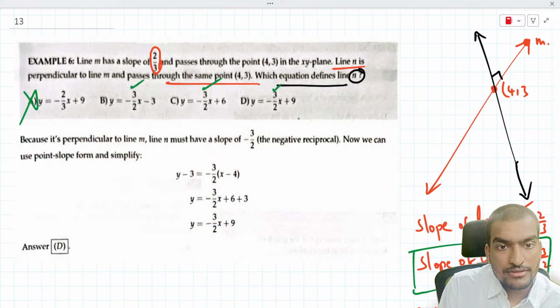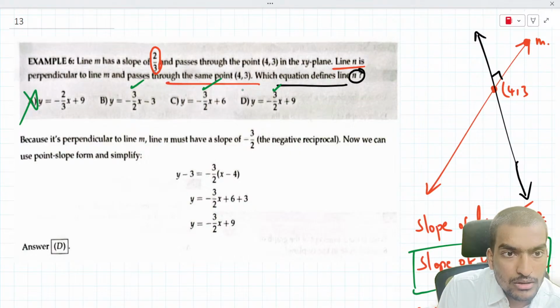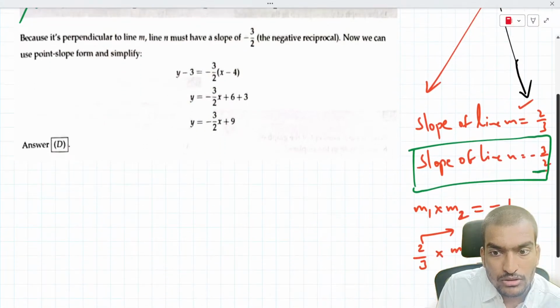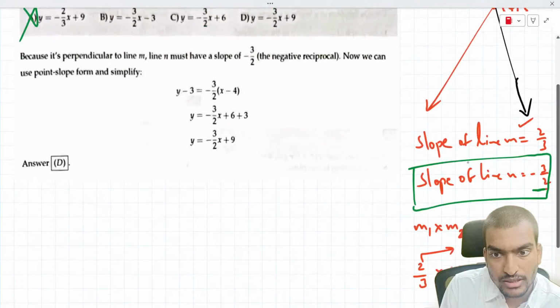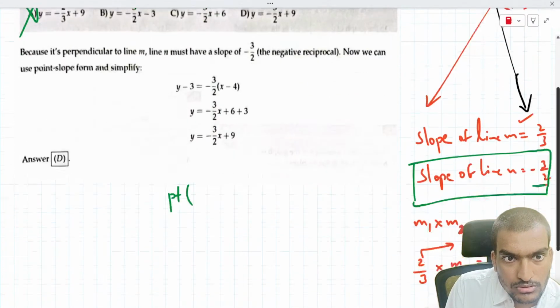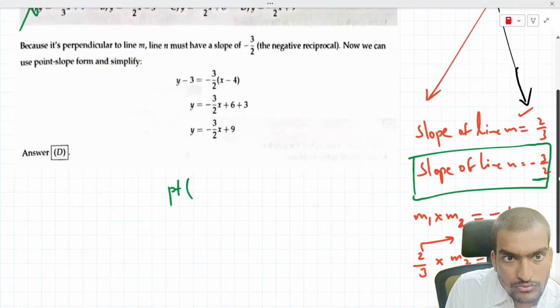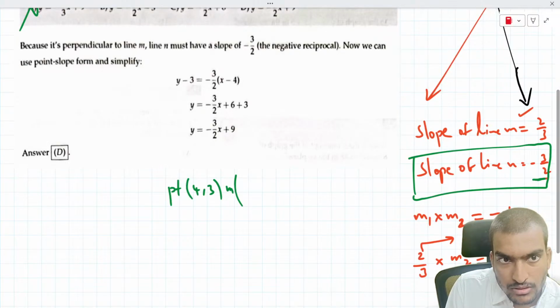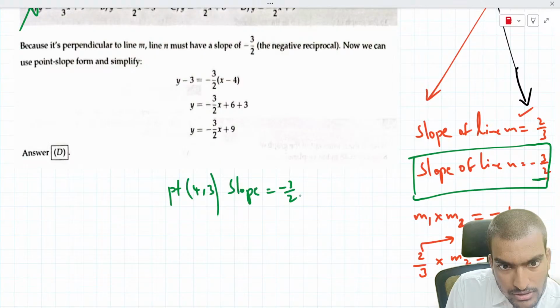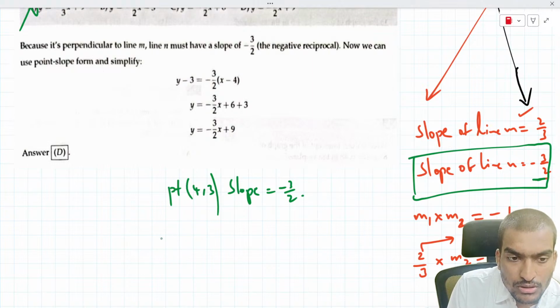If that is the case, you need to use the point. It is passing through the point 4, 3. So you have a point and you have a slope now to get the equation. What is the point? 4, 3. And what is the slope you have? M equals -3 by 2. When you have a point and slope, use the point slope form to get the equation of the line.